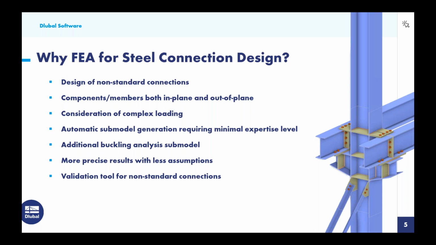So this new steel joints add-on within RFEM allows us to consider the components and the members both in plane and out of plane in one single FEA model. We also can consider complex loading. So if we are modeling the entire steel structure within RFEM, we can apply any of the member loads or unique loading scenarios to the structure itself. The member internal forces at the member ends at the joint will simply be used for the connection design. So no need to integrate those member end forces into an external program. Again, everything is done within this single file.